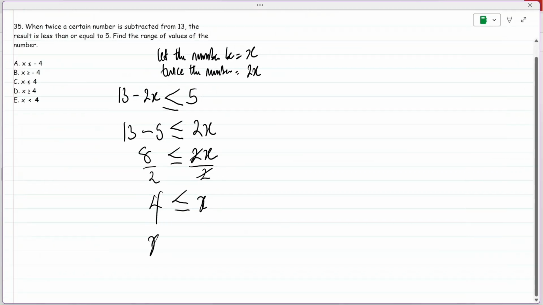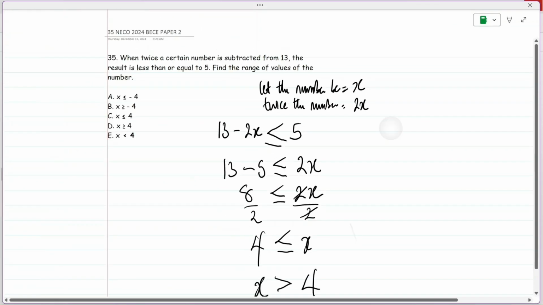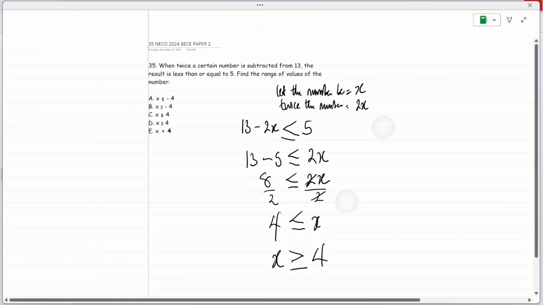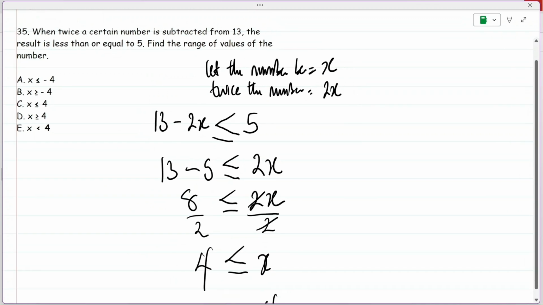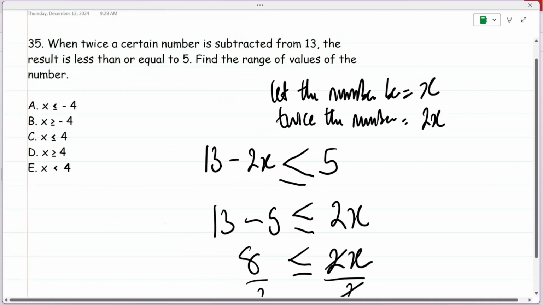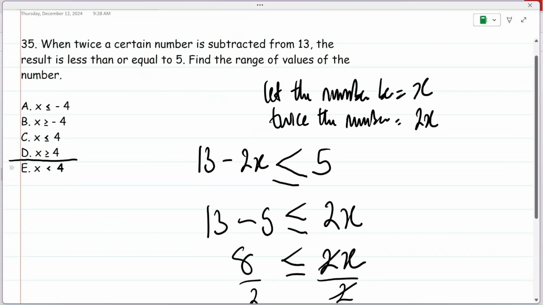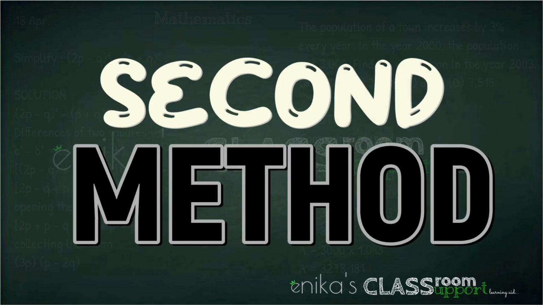We can write it with x on the left. But look at this, the open part is facing the x, so the open part should still face the x. The pointed part is facing the 4, so you still have the pointed part facing the 4. From our options, we have our answer as x is greater than or equals to 4. The answer is D.